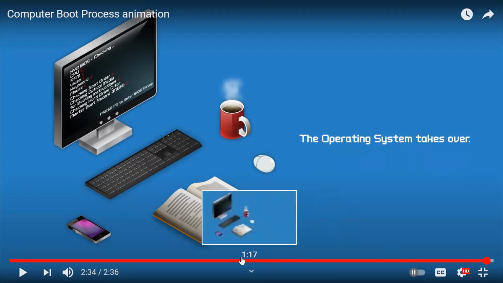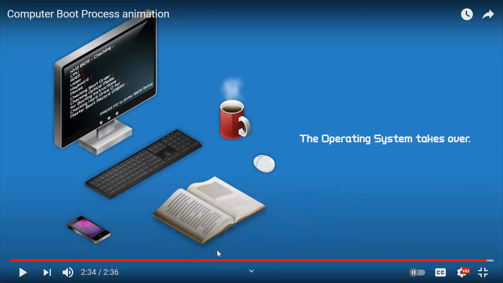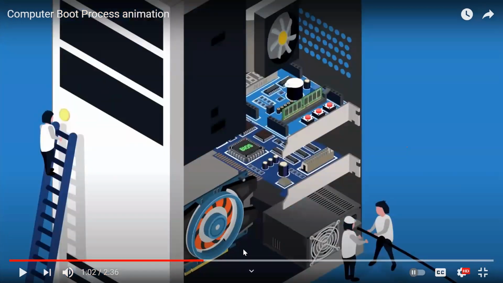Okay, now the important part is the circuit. You could remember what they were saying over here. Once you provide the power supply, it checks things, right?